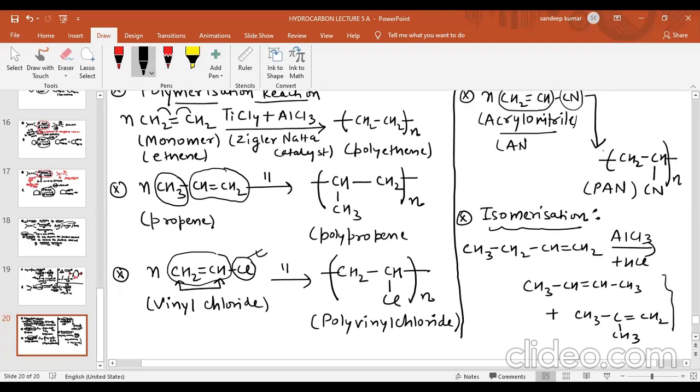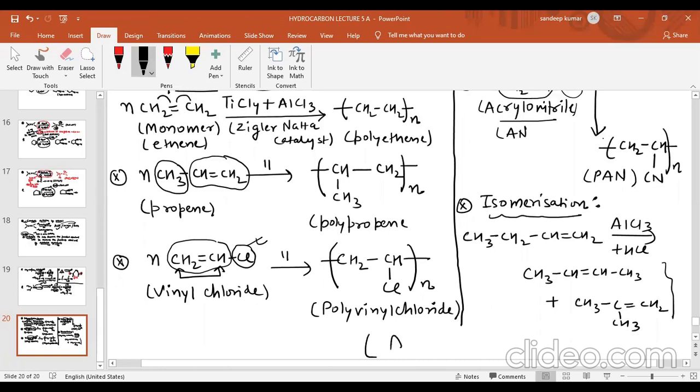So this is all about alkene, what we have studied till now. In the next lecture, we will discuss our new topic, that is alkyne. So we have completed alkenes in a detailed way.